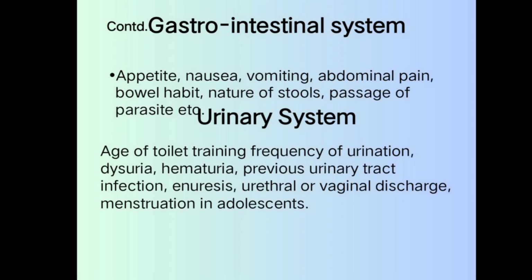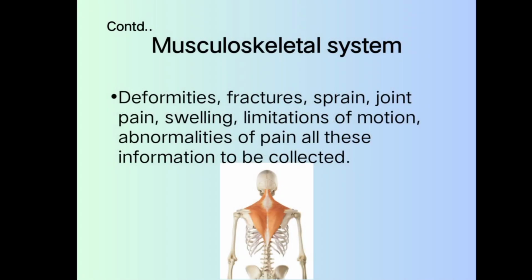Next, system wise, we ask for the history collection. In the gastrointestinal system, we ask about appetite, any nausea or vomiting, abdominal pain, bowel habit, nature of stools, passage of parasites, etc. Next, in the urinary system, we ask at what age they started toilet training, the frequency of urination, whether they feel difficulty while urinating, that is dysuria, and whether they have any blood during urination, that is hematuria. Next, in the musculoskeletal system, we ask about any sprain, pain, fracture, joint pain, swelling, deformities, and any limitation in their range of motion exercises.